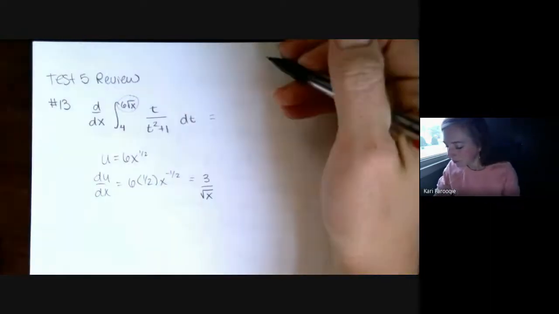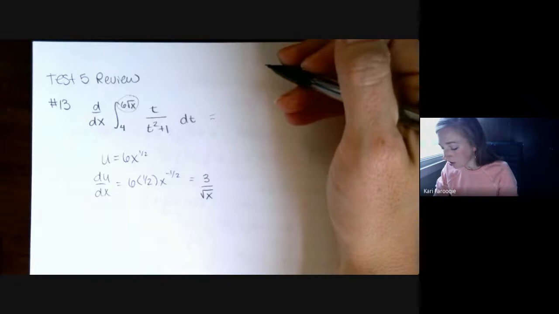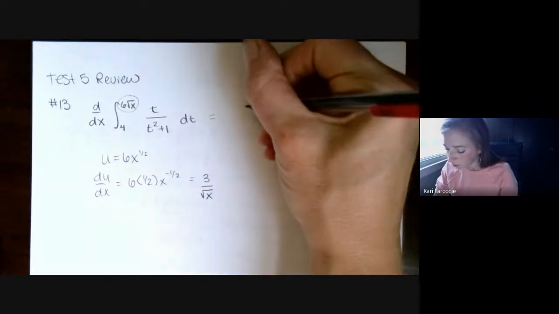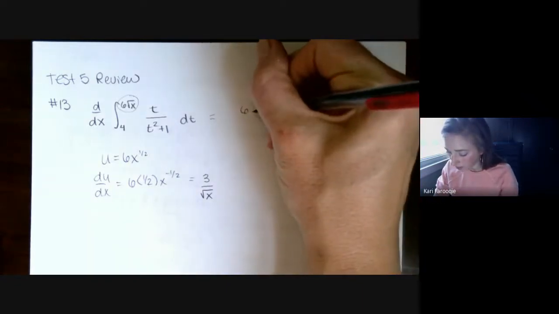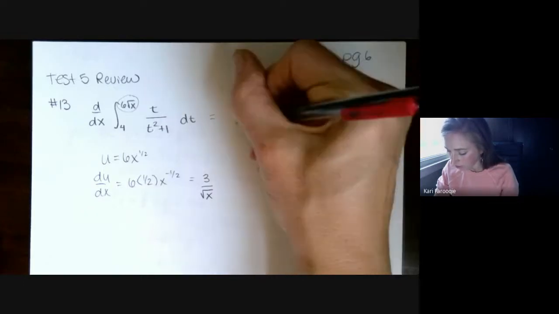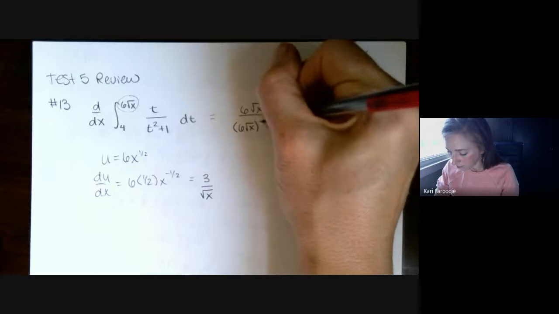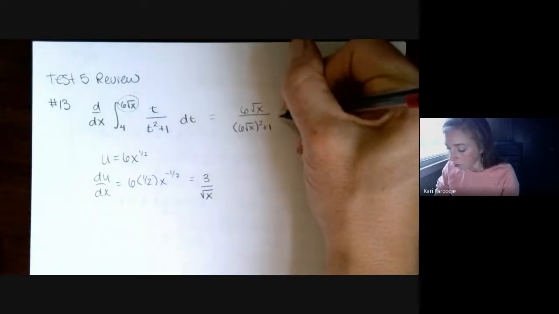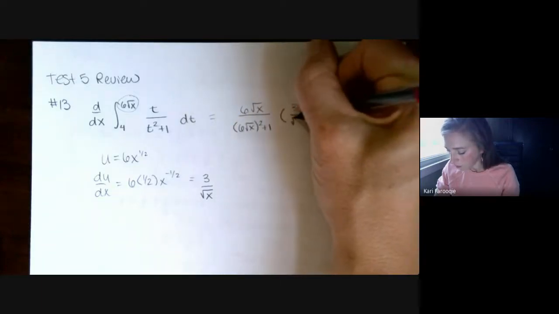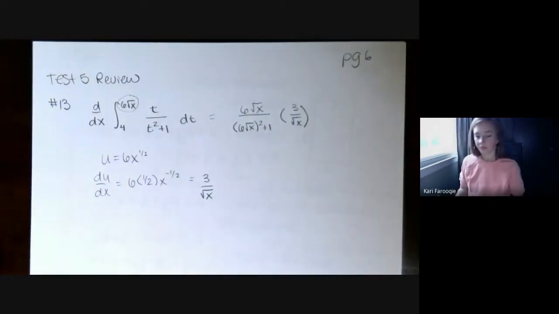That's okay. All right. When you take the derivative, you are going to evaluate the function. Everywhere you see t, you're going to substitute that upper limit of integration. And then you're going to multiply by the derivative of the inside function. And you're going to simplify.